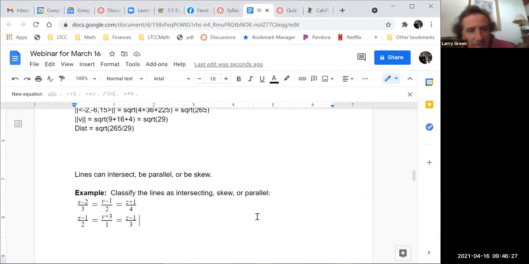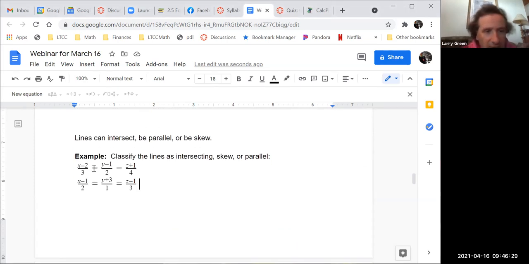All right, so here's an example. Let's suppose we have these symmetric equations, 2 different lines. Are they parallel, skew, or do they intersect? Are they parallel first? How can you look at it and know immediately yes or no?